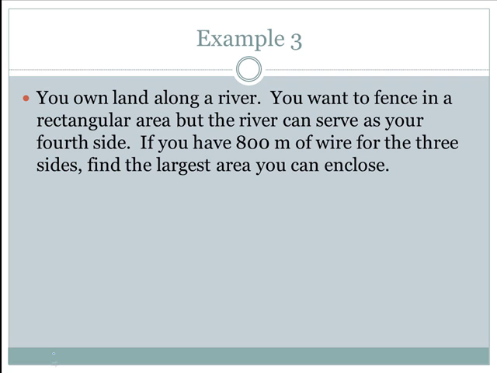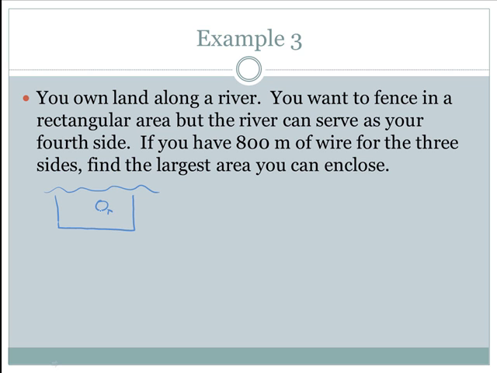Now let's do an example where the answer's not 2 feet by 2 feet or 10 by 10 or the same answer, because that's just coincidental. So now we have a rectangle or a fenced-in area, but it's along a river. And so we have little pigs by this river. I think that looks like a chicken.